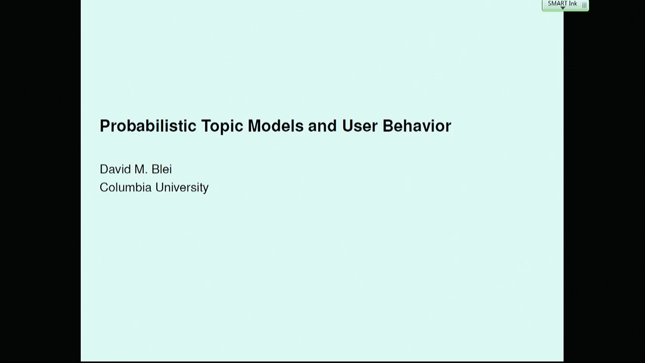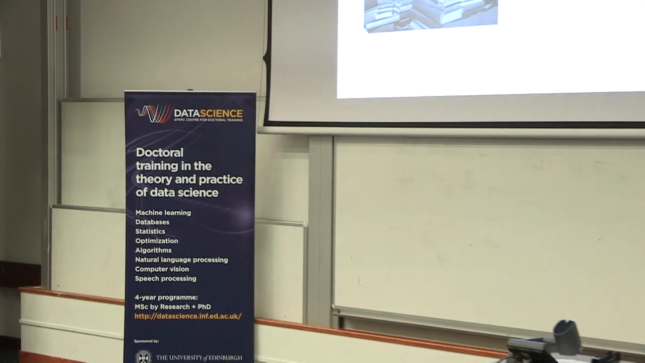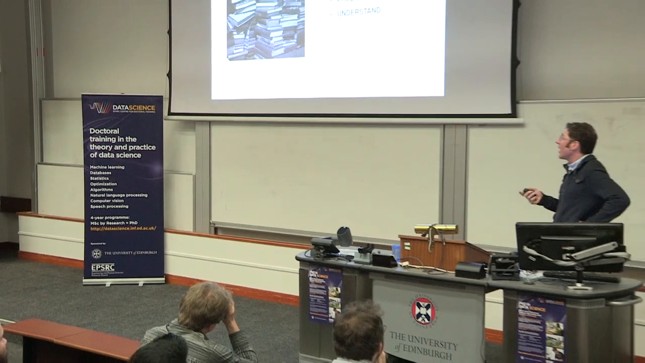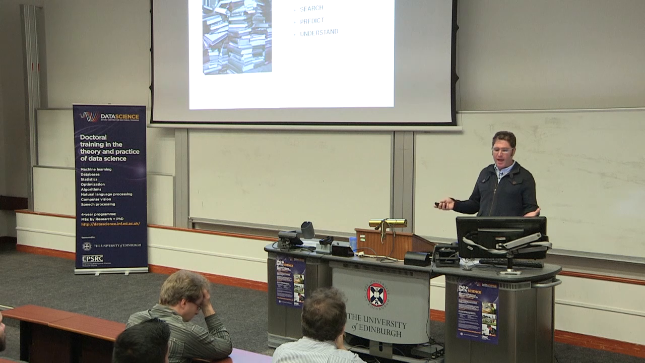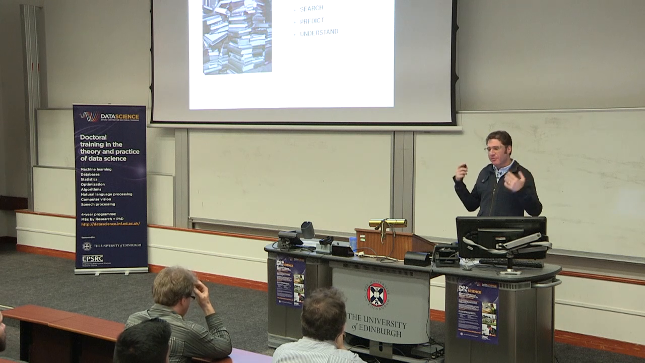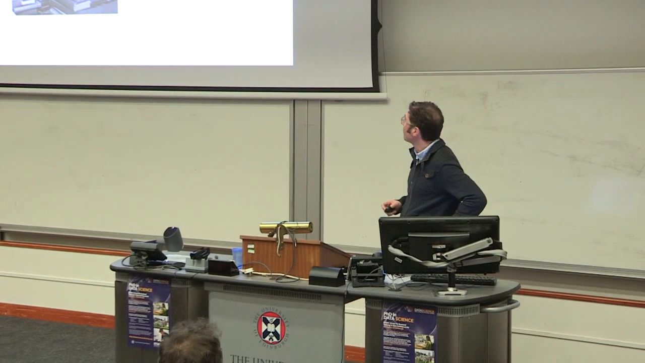I'm Dave Blei, and I'm going to talk about probabilistic topic models and user behavior. So, what are topic models about? Well, I don't need to say it much anymore, but as more massive collections of electronic texts become available to us, we have new algorithmic needs: to organize, visualize, summarize, search, form predictions about, understand, and explore these large collections of machine-readable documents that we now have at our disposal.